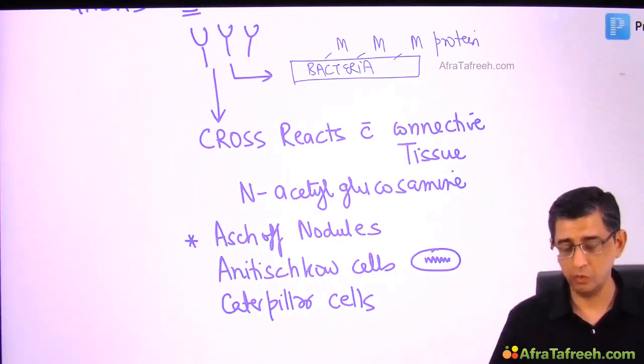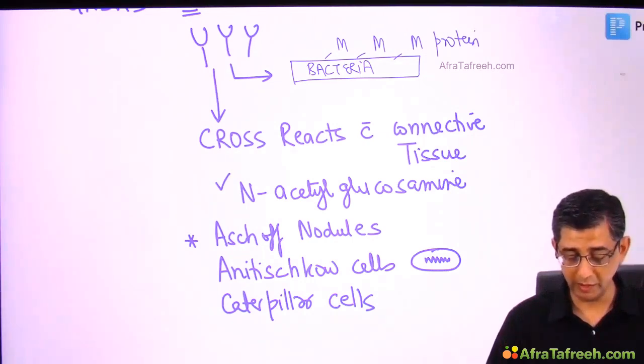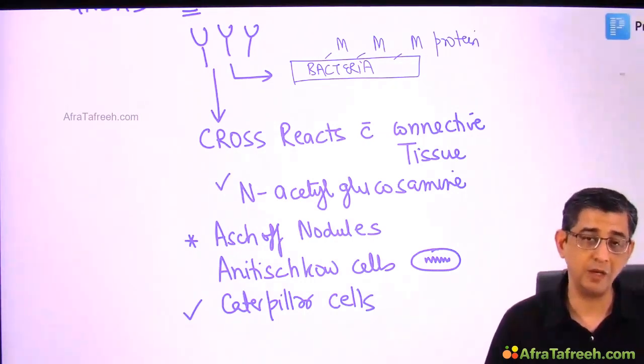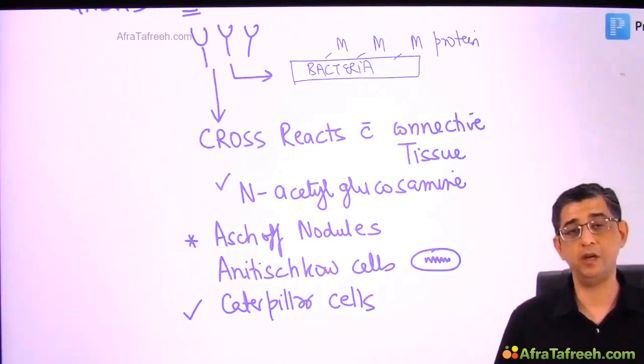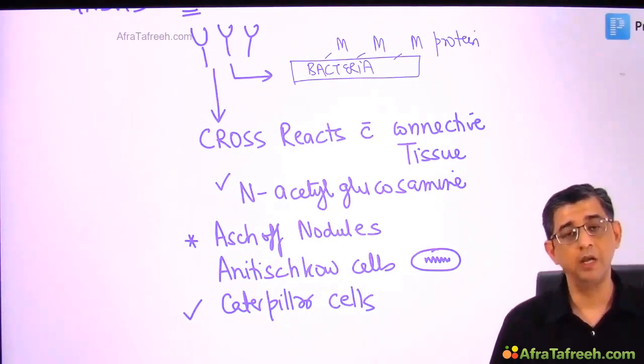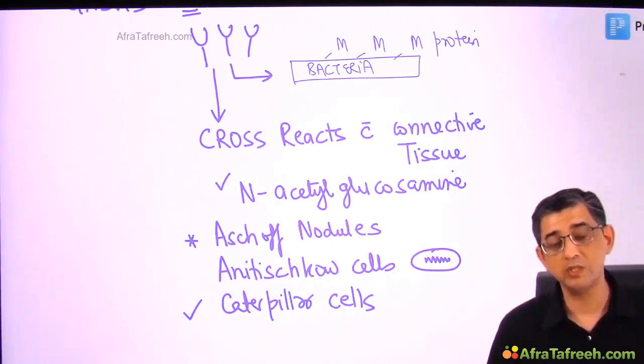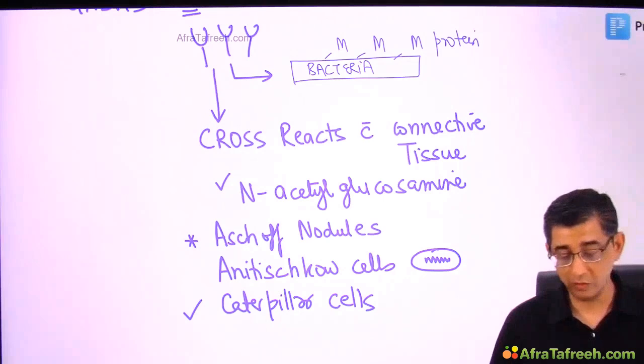In fact, one or two choices in the MCQ can be these details that are taught in the paraclinical subjects as well that I've highlighted. Two important carry home messages from this slide are: N-acetyl glucosamine is the target against which the antibody will cross-react, and caterpillar cells or Anitschkow cells are going to be the pathognomonic feature of this disease.